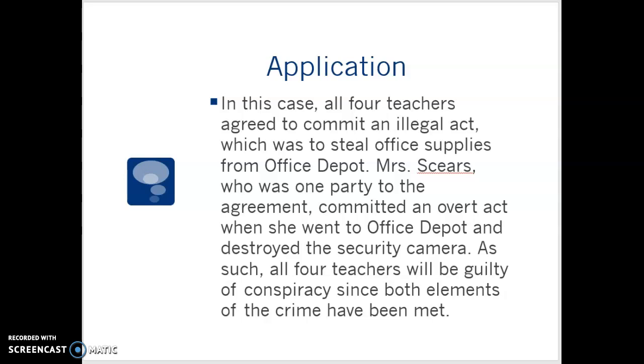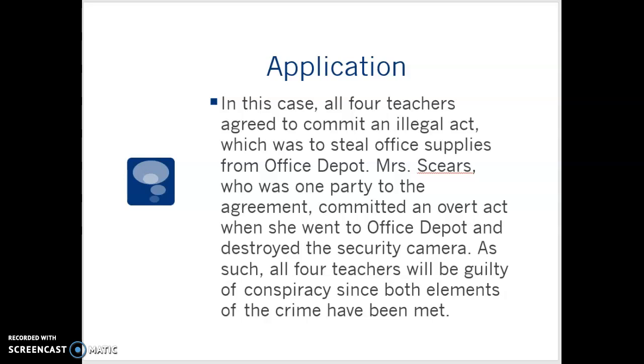So we're going to work through it one by one here. The first element, all right, do we have an agreement? Yes, all 4 teachers agree. Do we have an illegal act? Yes, we are going to steal office supplies from Office Depot. All right, did one party to this agreement commit an overt act? Yes, Mrs. Sears, who is a party, committed an overt act, and that overt act was going to Office Depot and destroying the security camera. All right, so we've worked through each element.